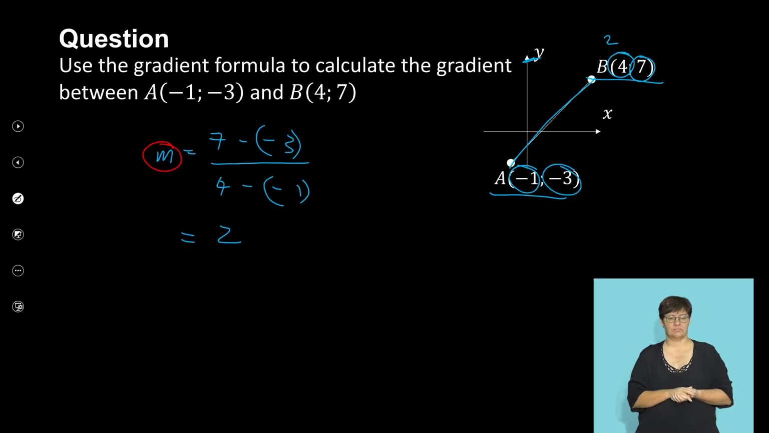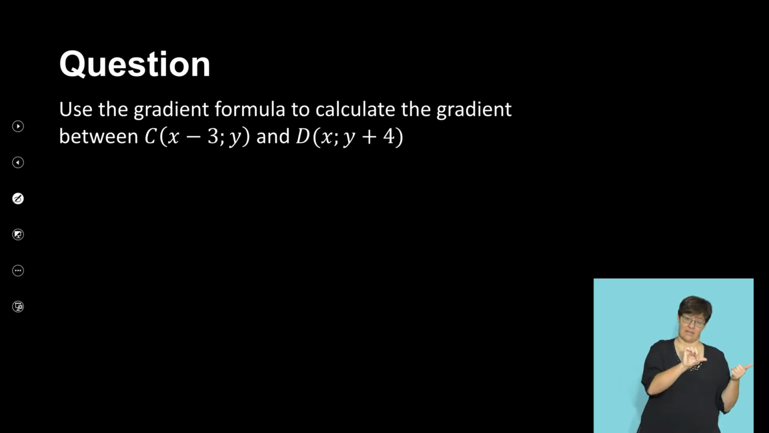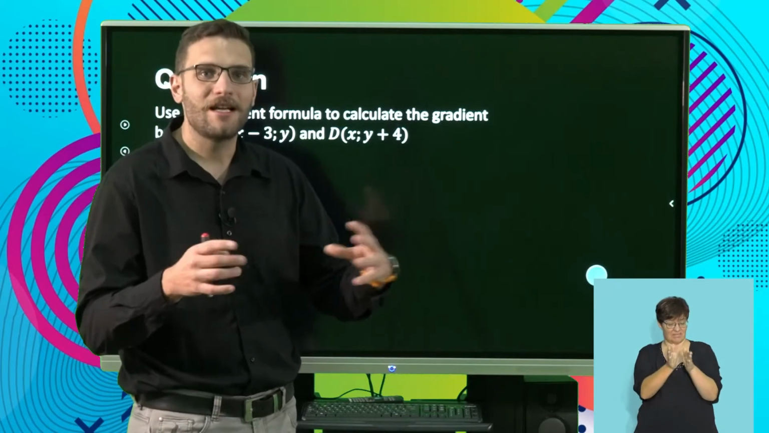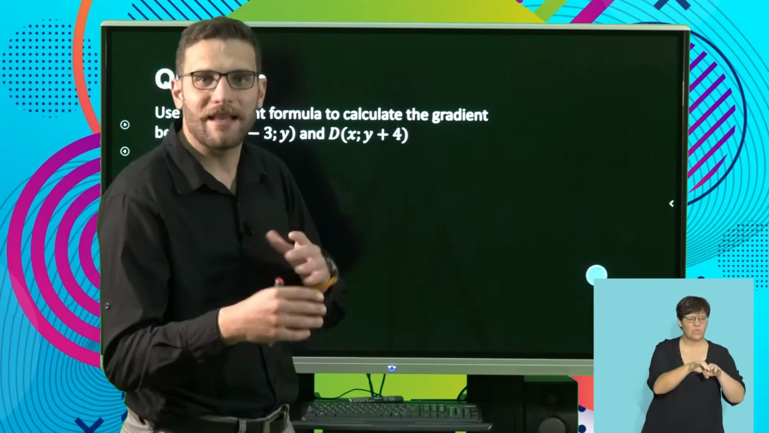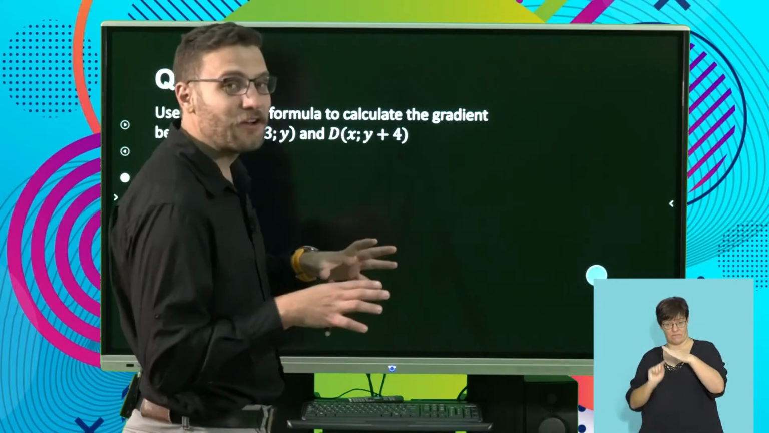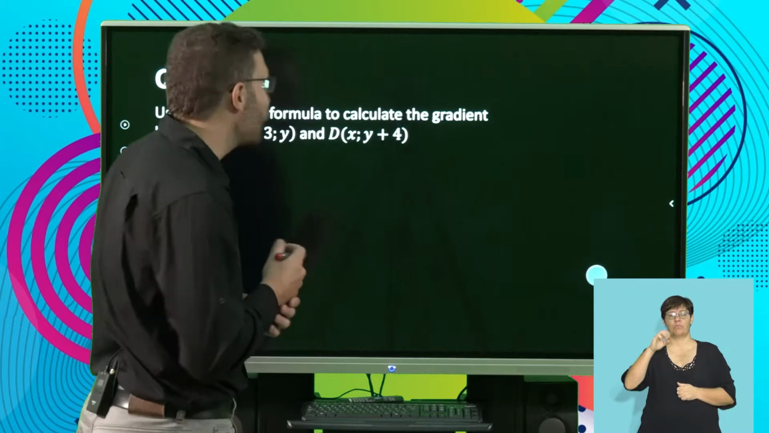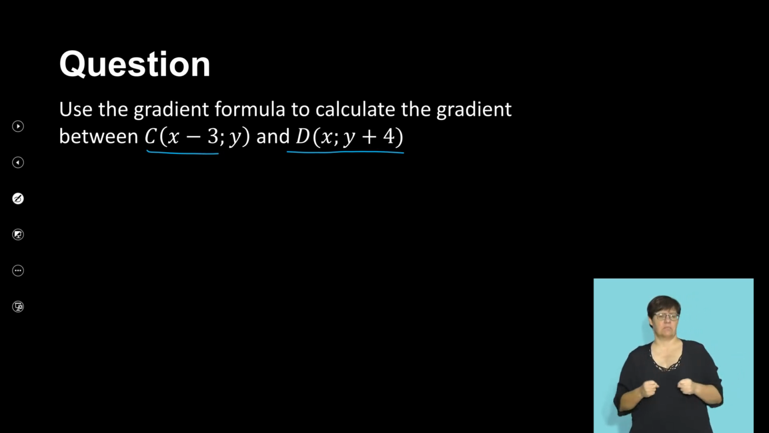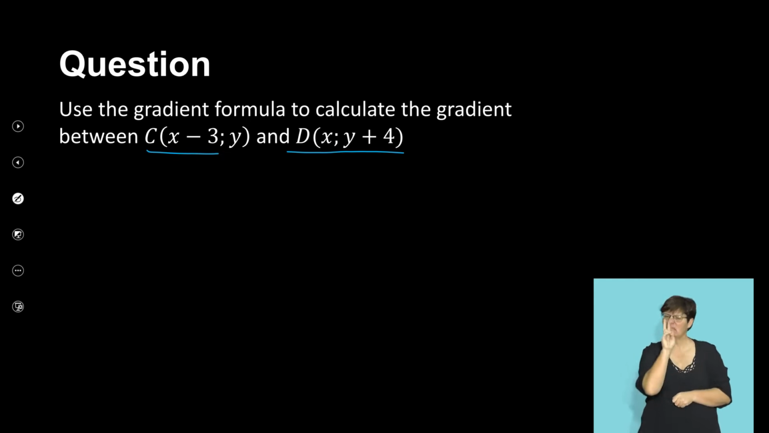Now, if we go back to the next example, exactly like we did with distance and with the midpoint, we started with values, and then we moved into an algebraic space. And that's what we're doing here, we're going to be working out the gradient of algebraic points. And so here they ask us to calculate the gradient between C and D. Nothing changes here. I'm going to do exactly what we did. It looks a little bit strange because there's x and y's, but it's not. It's exactly what we've done, and we're going to use exactly the same formula.